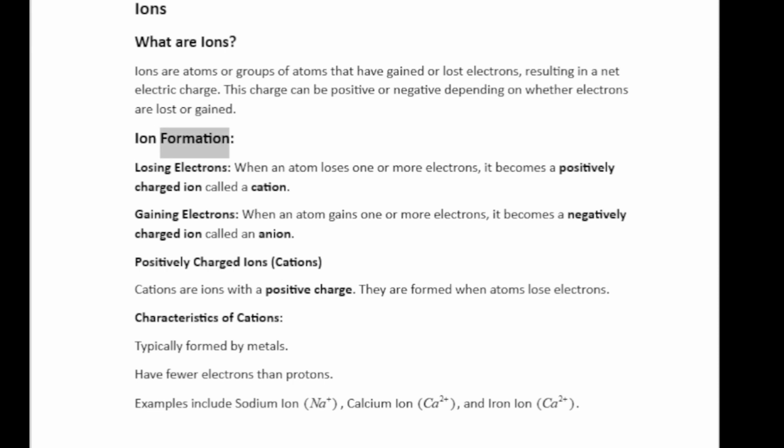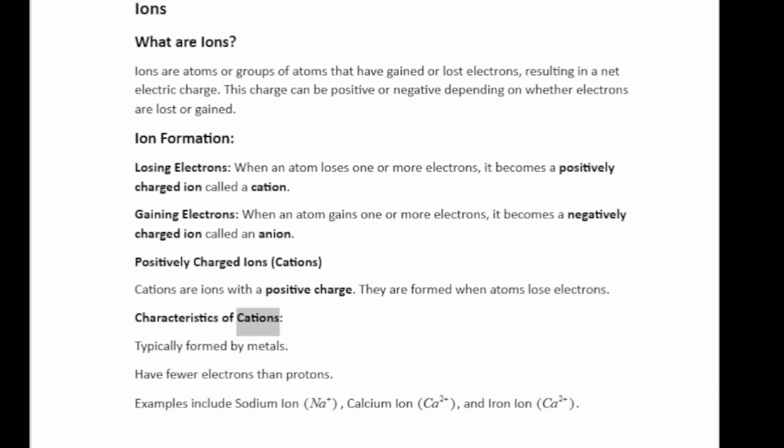Ion formation. Losing electrons. When an atom loses one or more electrons, it becomes a positively charged ion called a cation. Gaining electrons. When an atom gains one or more electrons, it becomes a negatively charged ion called an anion. Positively charged ions, cations. Cations are ions with a positive charge. They are formed when atoms lose electrons.